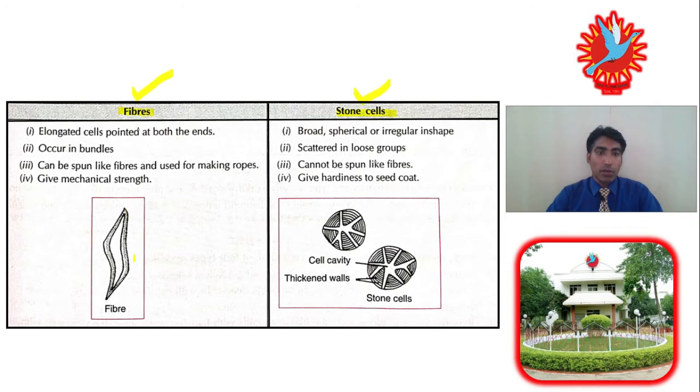You can see the structure of fiber here and stone cells. So both are present inside the sclerenchymatous tissue. Fibers are elongated cells pointed at both ends. You can see the pointed ends on both sides. They occur in bundles. They can be spun like thread and used for making ropes, and give mechanical strength to the plant body. On the other hand, stone cells are broad, spherical or irregular in shape, scattered in loose groups, and cannot be spun like fibers. They give hardness to the seed coat or grittiness to the fruit.